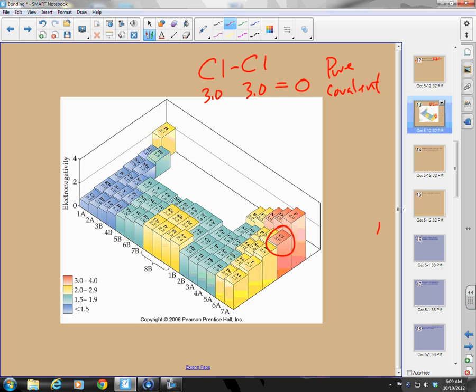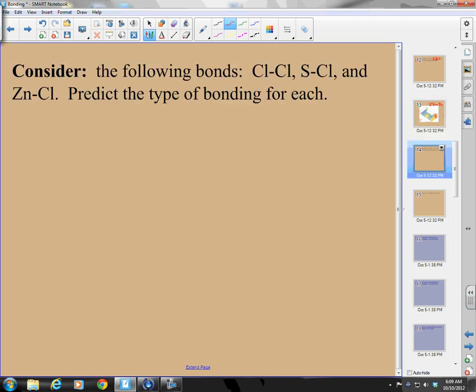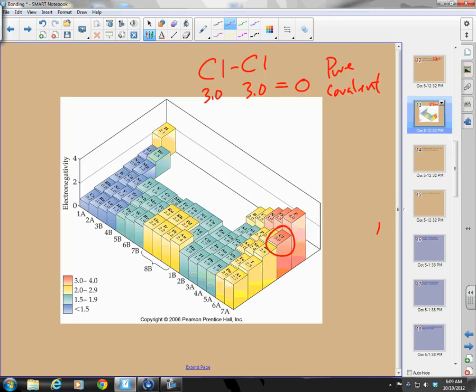Good. What's the next one? SCl, sulfur and chlorine. So where's my sulfur? Sulfur is right here. It's a 2.5 and chlorine is a 3.0. By the way, we're always looking at the absolute value here, aren't we? There's never a negative. So it's a 0.5 difference. 0.5 we'd say is polar covalent, meaning my electrons are not shared equally.